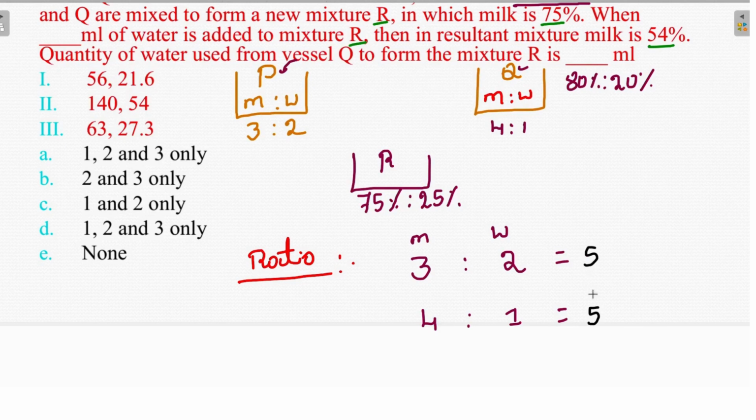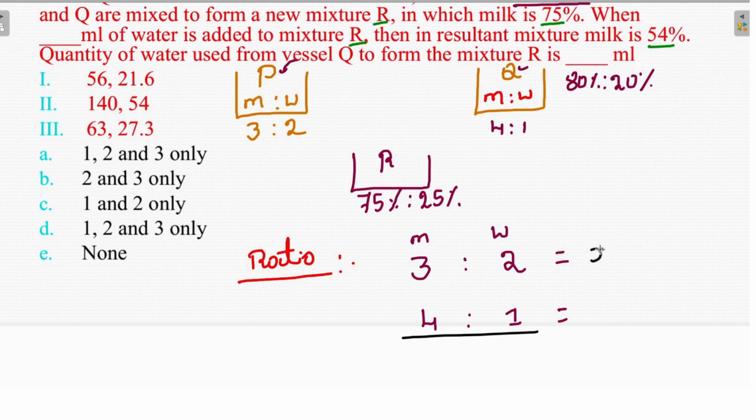They have already given it constant, so we don't need to make it constant; it is already constant. But after mixing, how we are mixing, that only I need to find out. Then how to find out that value?